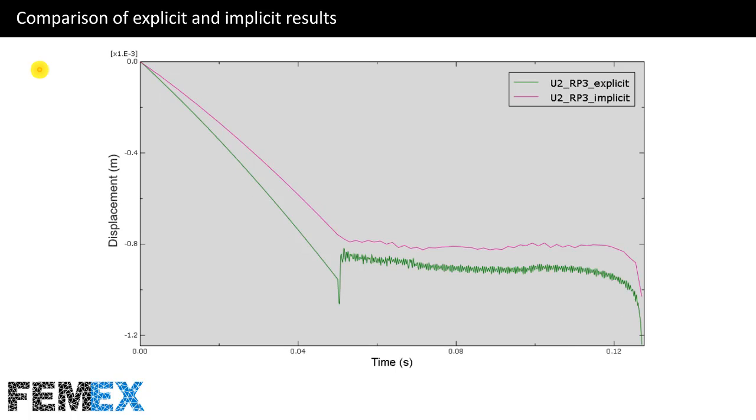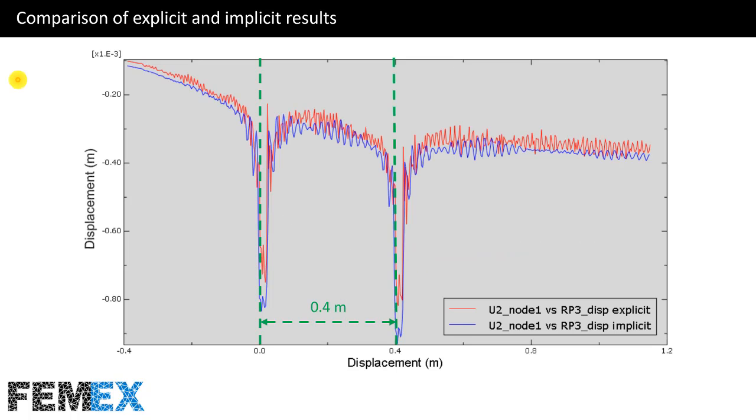Also, in this figure, we have the comparison of the vertical displacement for the third wheel based on implicit and explicit simulations. The pink curve belongs to the implicit simulation for the third wheel, and also the green curve belongs to the explicit simulation for the third wheel. Also, as you can see, they are similar.